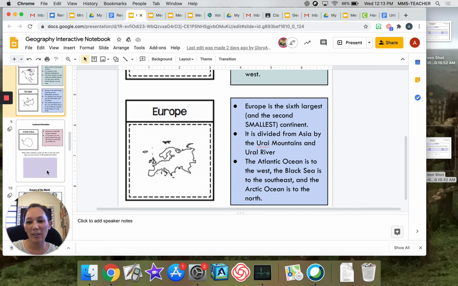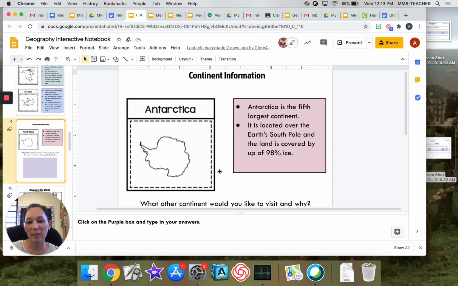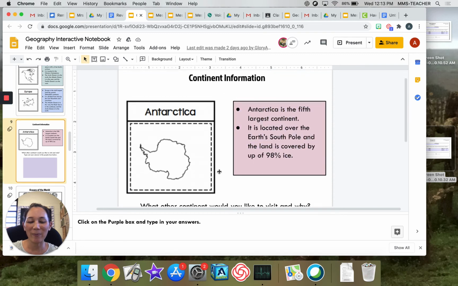And the last continent is Antarctica. Antarctica is the 5th largest continent. It is located over the Earth's south pole, and the land is covered by 98% ice.